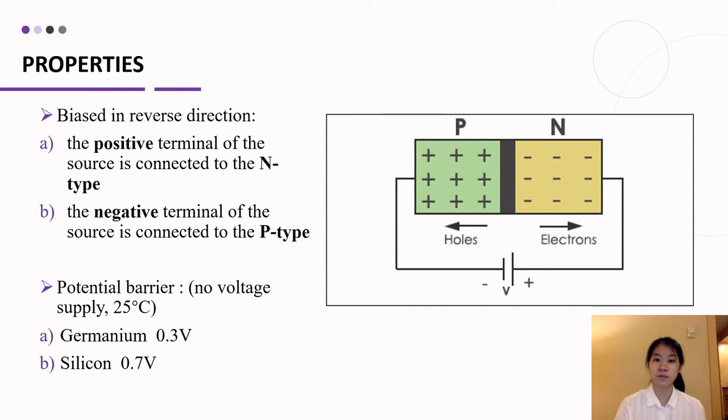A diode is called reverse bias when it is biased in the reverse direction, which means the positive terminal of the source is connected to the N-type and the negative terminal of the source is connected to the P-type, as represented by the diagram. The potential barrier of germanium is 0.3 volt and for silicon is 0.7 volt, in the condition that there is no voltage supply to the diode and the temperature is around 25 degrees Celsius.